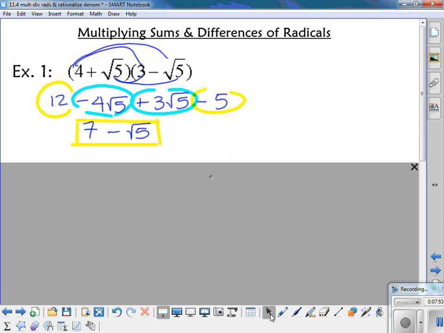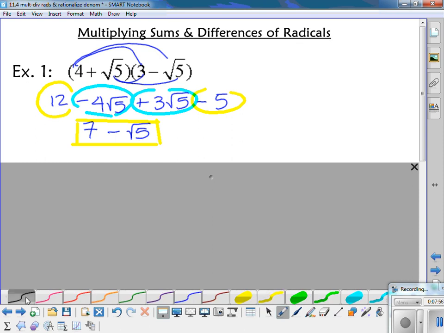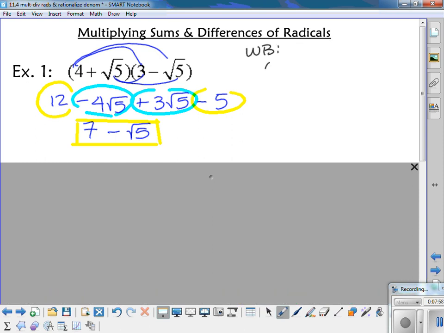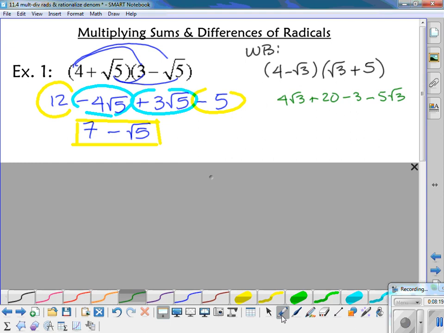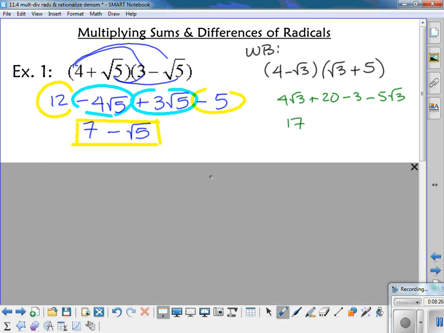Okay, on your whiteboards, I'm going to have you guys do this one. Okay, so when you distributed, you would have gotten 4 root 3 plus 20 minus 3 minus 5 root 3. So if I combine my numbers, 20 minus 3 is 17. Then combine my radicals, I get minus root 3.